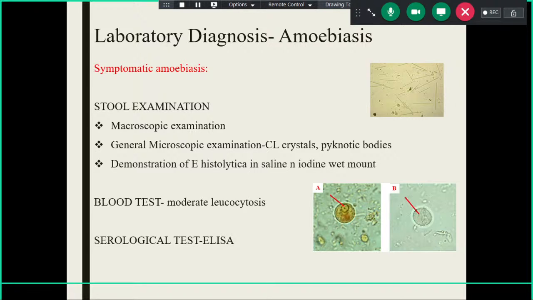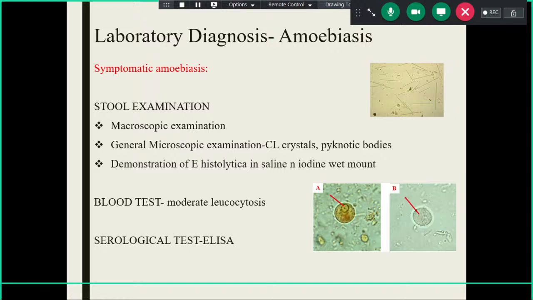Some detect IgM. See, IgM detection means recent infection, and IgG detection means chronic infection. So logically speaking, IgM detection in amoebiasis doesn't make any sense, because all these diseases are chronic in nature. Okay, so in chronic cases, IgG gives a better outlook that yes, the person might be having this chronic infection.